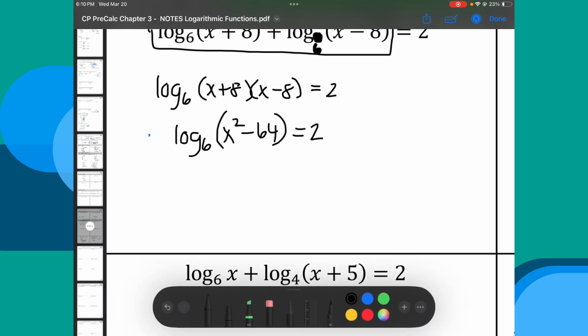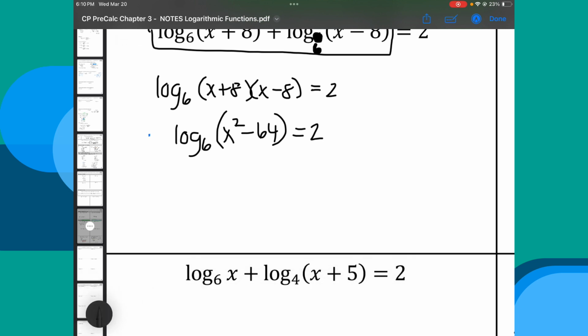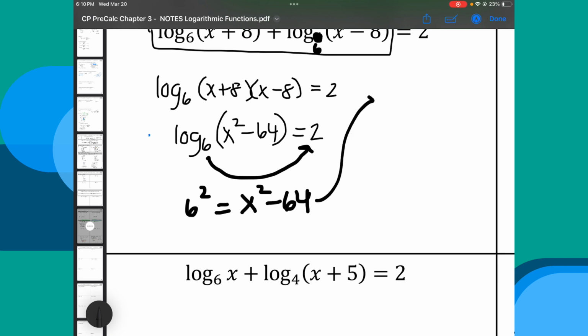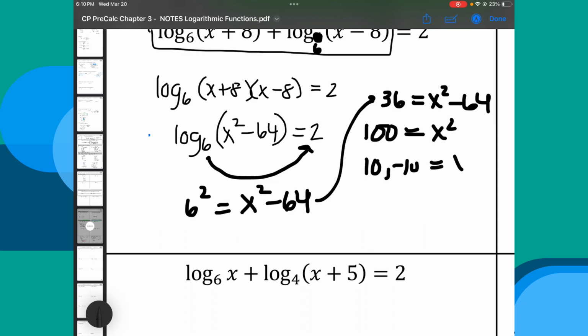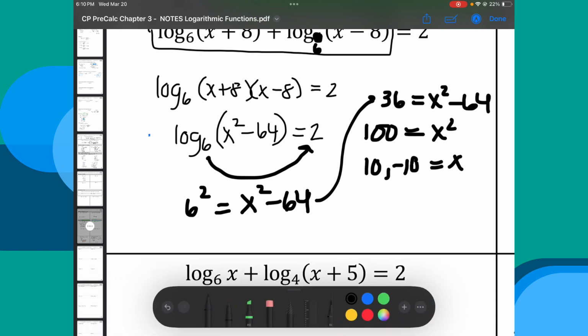Now that I only have one log, I can go exponential. So 6 to the second power is equal to x squared minus 64. And then I can solve that. 6 squared is 36. I can isolate that x squared by adding 64 to both sides. We get x squared is equal to 100. So I can take the square root and I get positive 10 and negative 10, or plus or minus 10. I'm writing them separately in case I get an extraneous solution when I plug them back in.